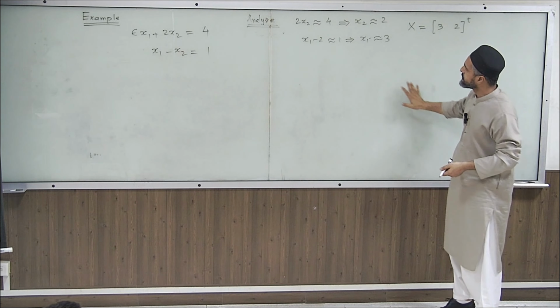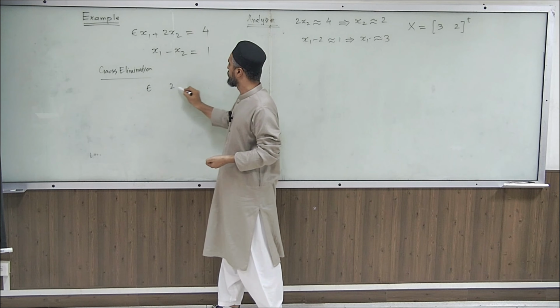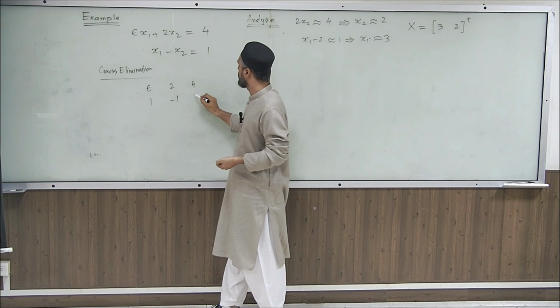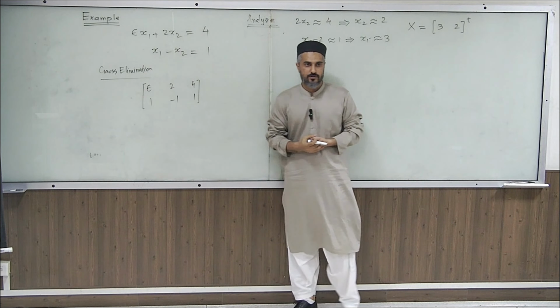Now let's try to apply Gauss elimination. To use Gauss elimination, I have to convert the system to an augmented matrix, which is epsilon, 2, 4 in the first row and 1, minus 1, 1 in the second. So this is the augmented matrix. If we use the algorithm of Gauss elimination, this is the pivot element, and we use it to make the entry below it 0.